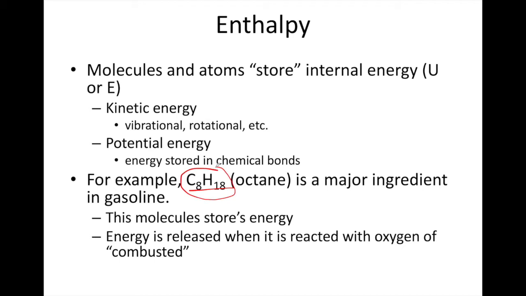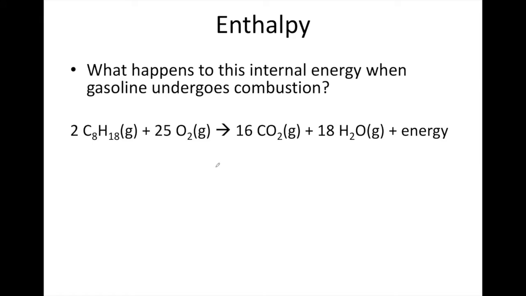Now that's just one example. There are lots of other examples. ATP inside your body stores energy, propane, lots of other high energy molecules. So what happens to the internal energy when we take octane or gasoline and we combust it? So here we have the chemical formula, the chemical equation for the combustion of octane. So we're essentially just reacting octane with oxygen, and we're getting carbon dioxide, water, but we're also releasing or producing energy.